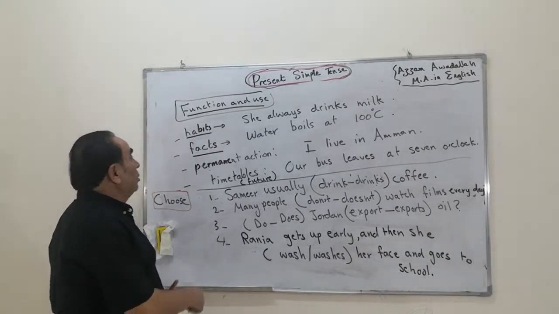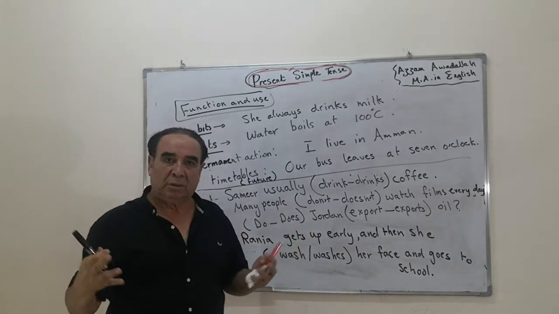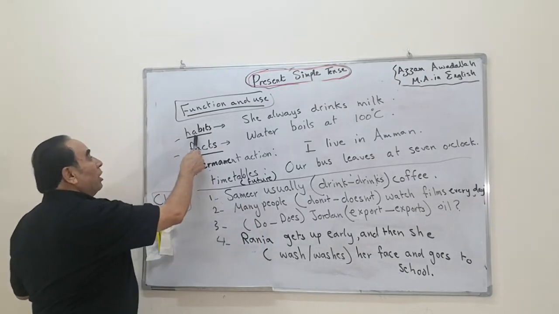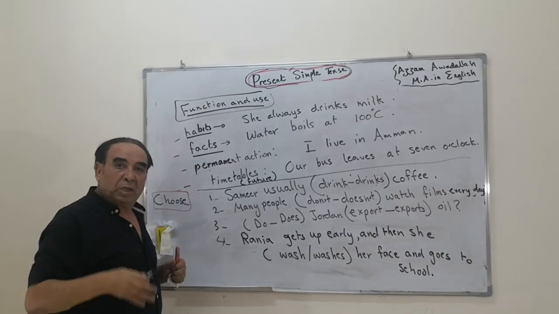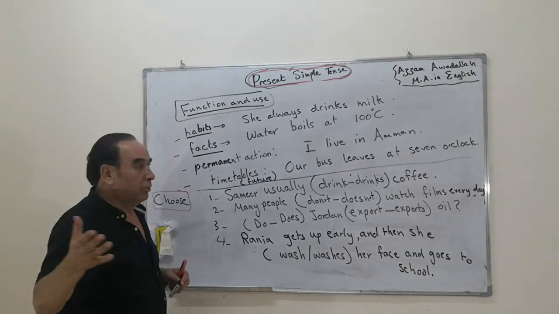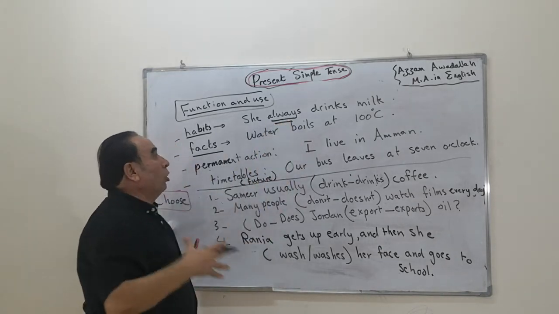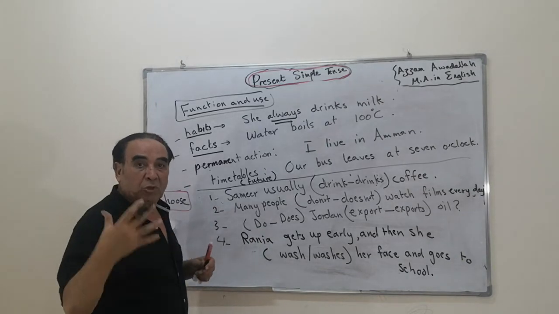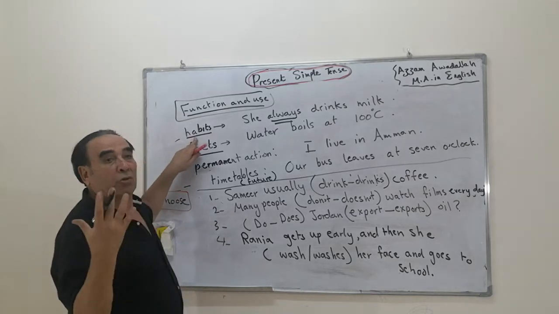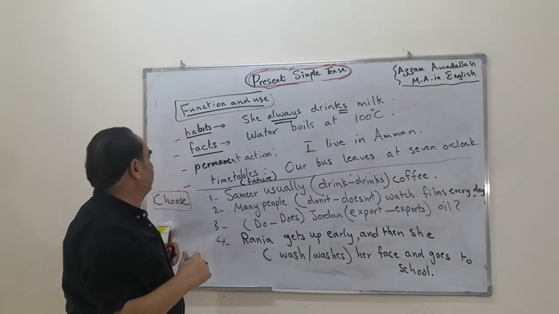Now let's talk about the function and use. When do we use the present simple in our life? We use it when we talk about habits, routines, things or actions that happen or take place daily. For example, she always, often, sometimes. All these words, adverbs of frequency, refer to habit or routine. She always drinks milk. This is one.